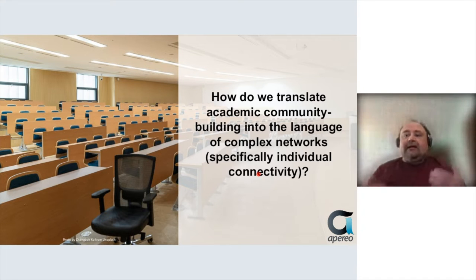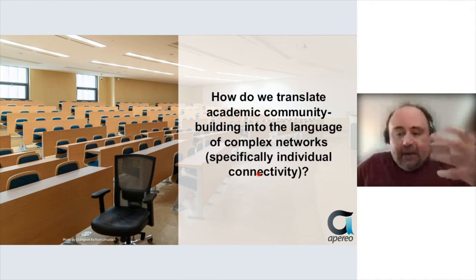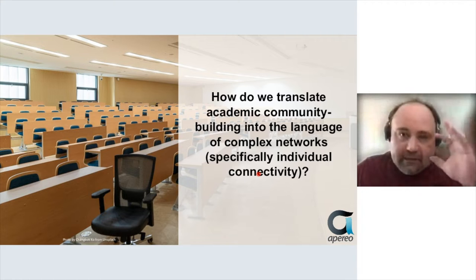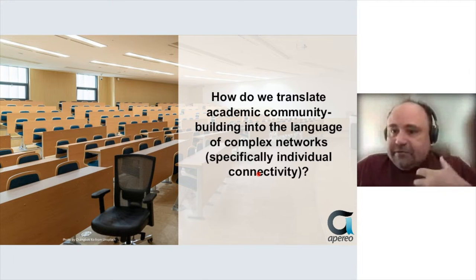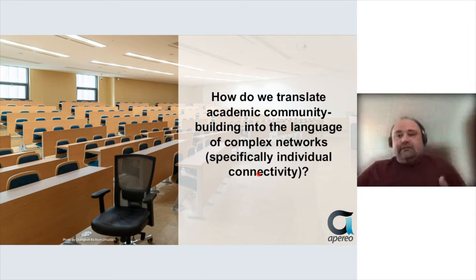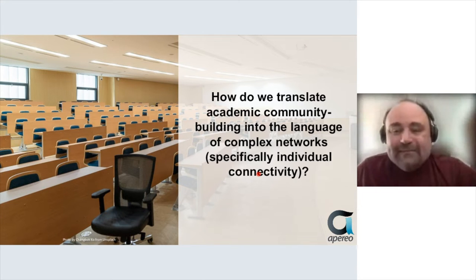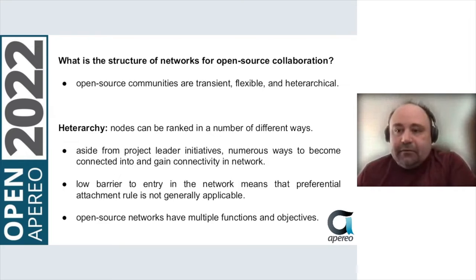But how do we translate academic community building? And a lot of this is community building. A lot of the engagement and involvement of people is community building. How do we build this into the language of complex networks? So I gave this talk at a network science conference. So I'm going to get into how we can characterize this with networks so that we can provide some sort of quantitative evaluation. So what is the structure of networks for open source collaboration? That's the big question we can ask by using network techniques.